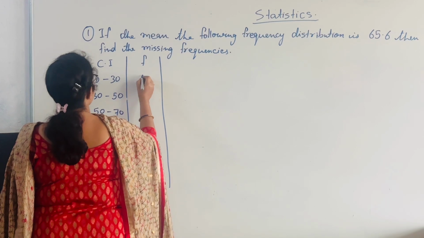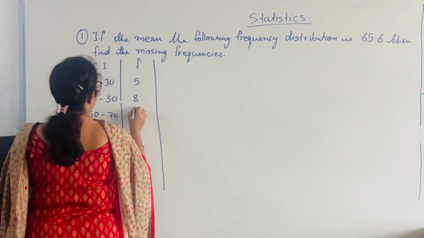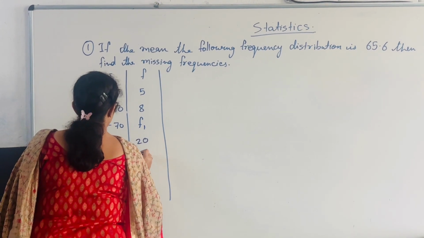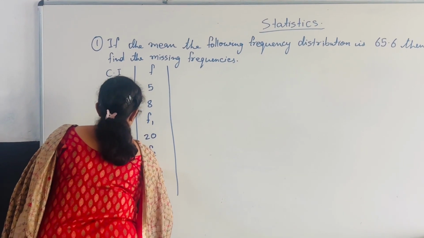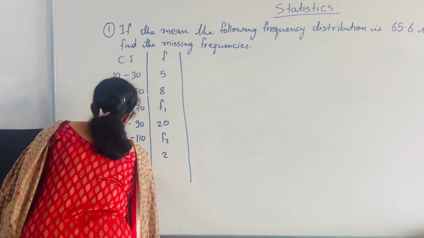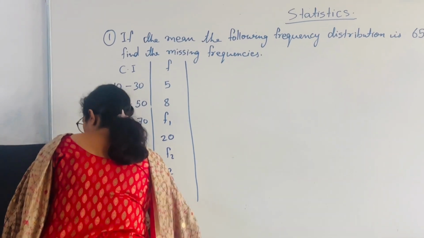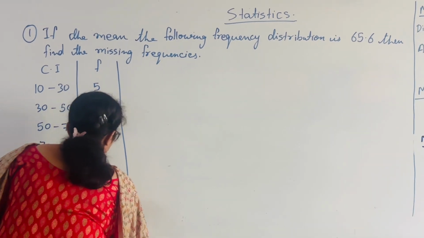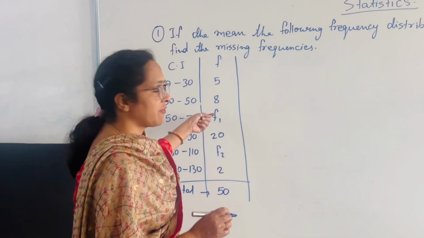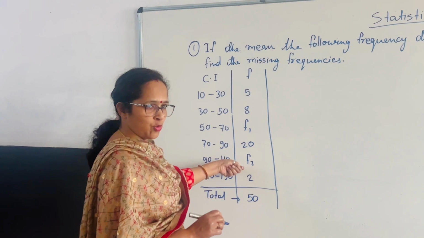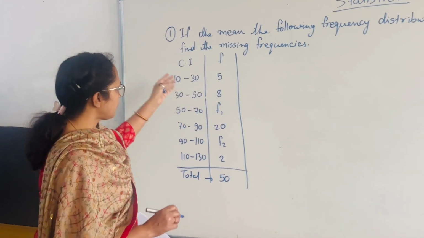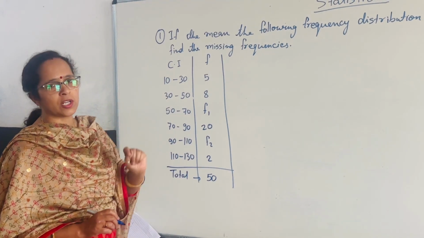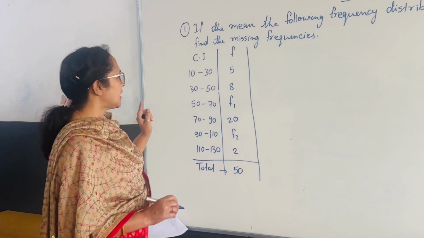And the frequencies are 5, 8, the first missing frequency f1, then 20, then f2, then 2, and the total number, that is sigma fi, is 50. So we have to find the values of f1 and f2. You can go with the question as you like. You can take either the direct method or the assumed mean method. Here I am taking the direct method.